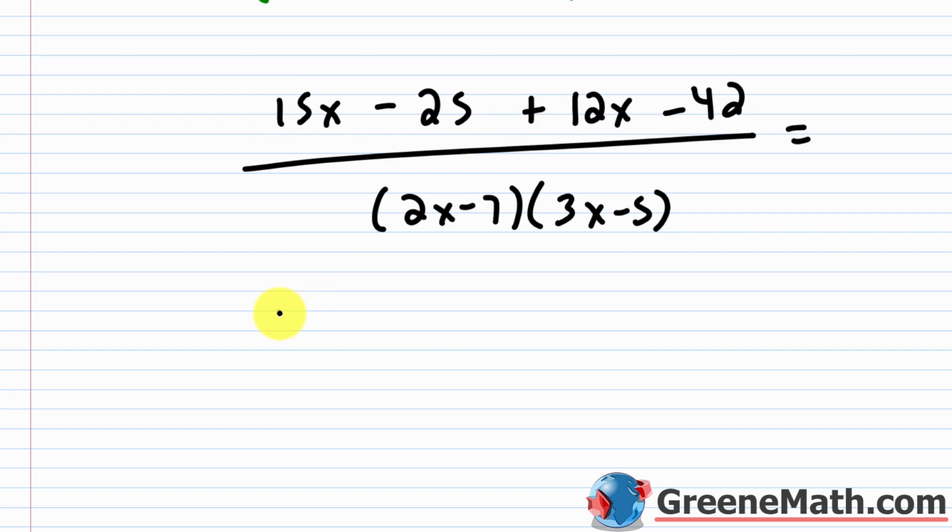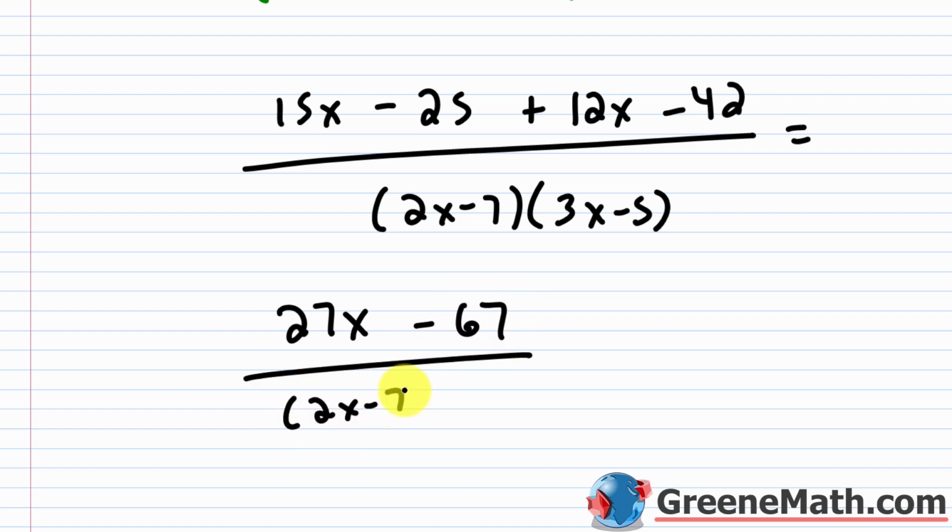15x plus 12x is going to be 27x. And then basically you have negative 25 minus 42. That's minus 67. And this is over your 2x minus 7, this quantity, times the quantity 3x minus 5. You're not going to be able to simplify this because the 27x minus 67, you can't do anything there. 27 is 3 cubed, and 67 is a prime number. So this is our simplified answer.